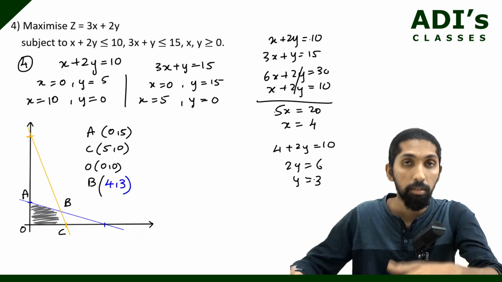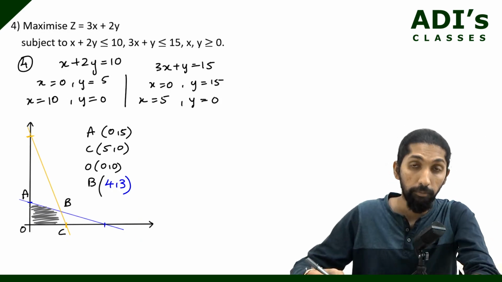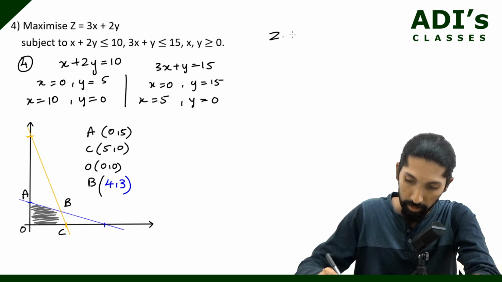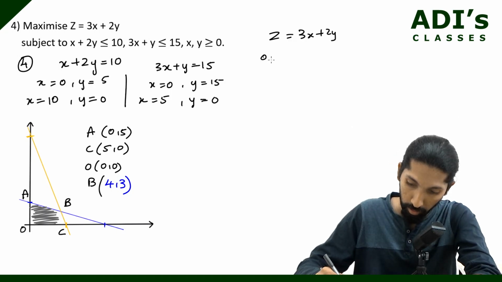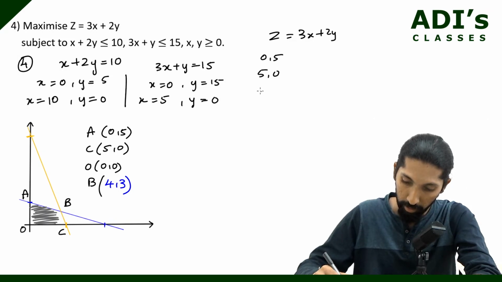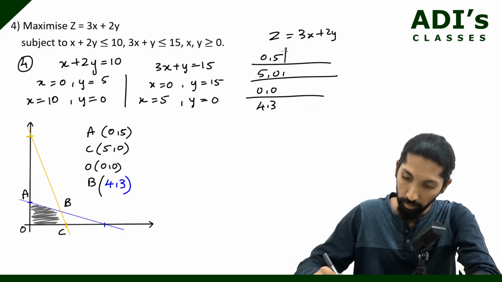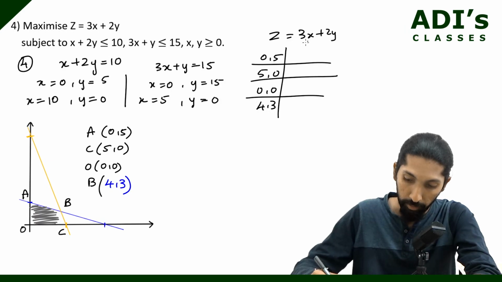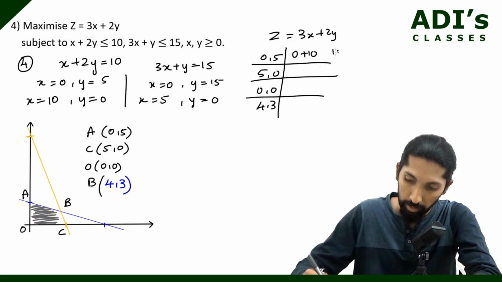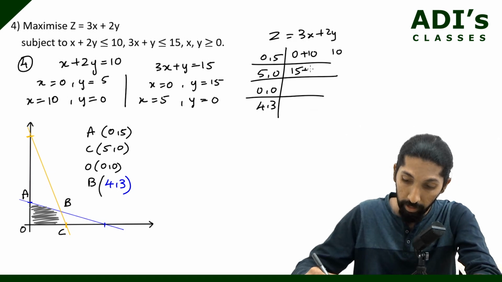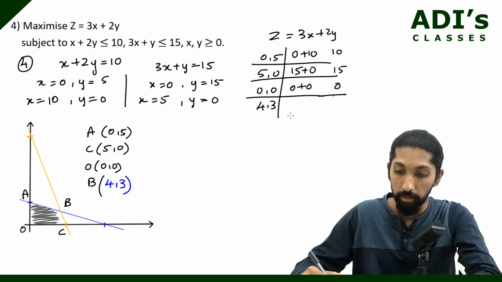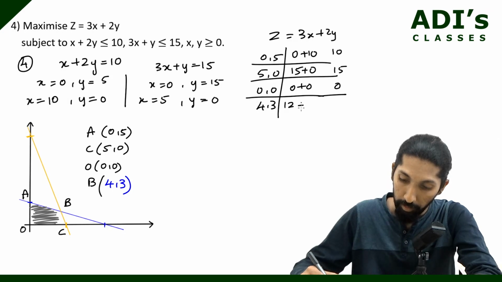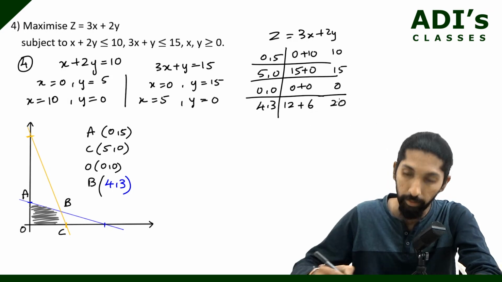Now we have all the values. Let's put it in the function what we have. See the function. My function is z is equal to 3x plus 2y. Right? Now the points 0, comma 5, 5, comma 0, 0, comma 0, and 4, comma 3. Correct? Put the values. So first is going to be 0 plus 10, 10. Next is 15 plus 0, 15. Next one is 0 plus 0, obviously. The last one is 12 plus 6. 12 plus 6 is 20.